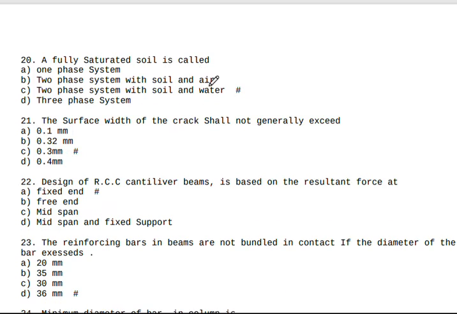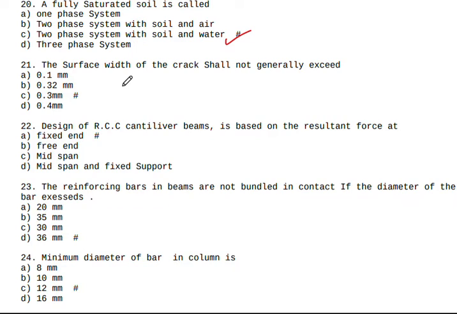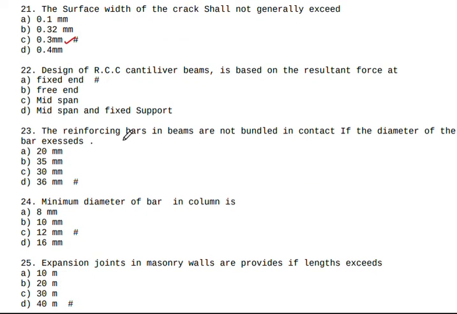A fully saturated soil is called a two-phase system with soil and water. The surface width of the crack in slabs generally should not exceed 0.3 mm. Design of RCC cantilever beams is based on the resultant force at fixed ends.